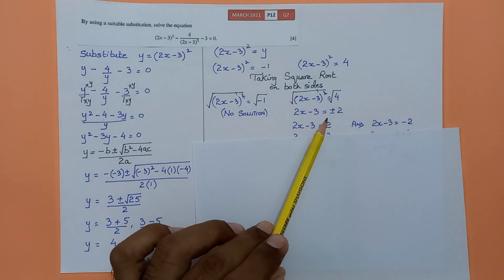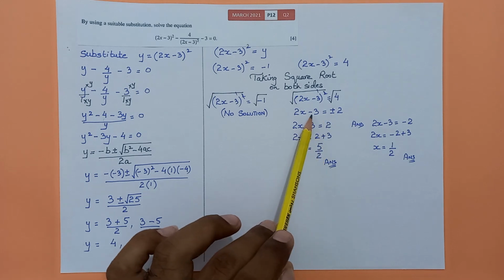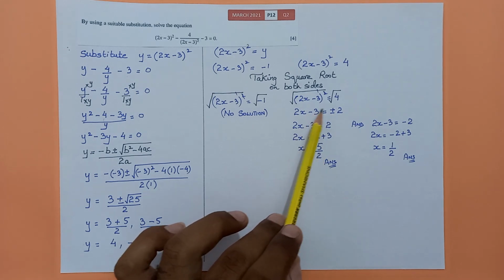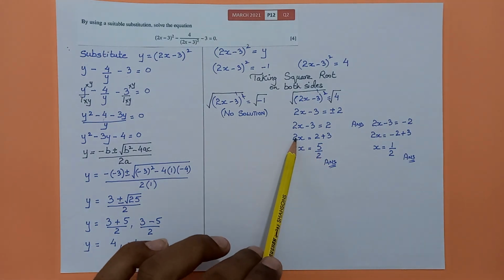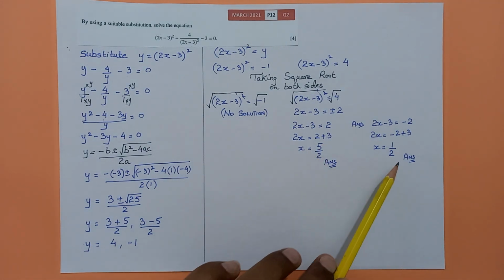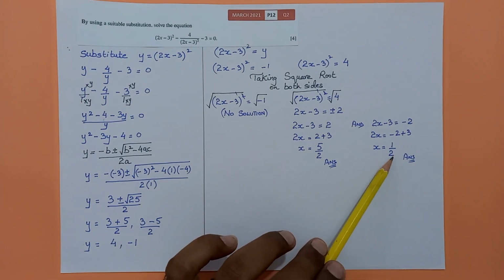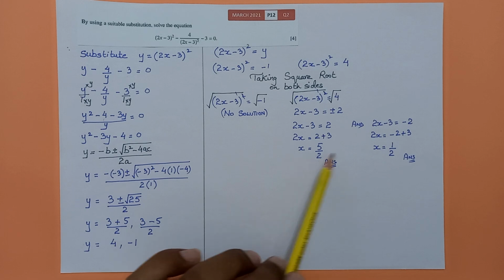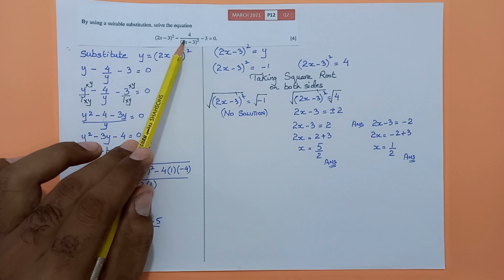Now we can have two answers if we use positive 2 and negative 2 and just rearrange it. Just move this -3 to the other side to make it positive 3, and after that finally dividing by 2 and getting the two answers, which are 5/2 and 1/2. So these are basically the two values of x, which are the solutions to the given equation.